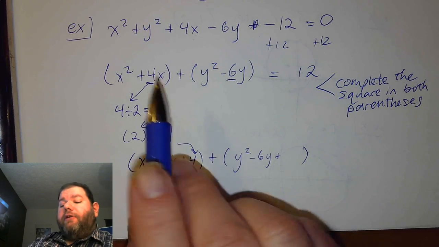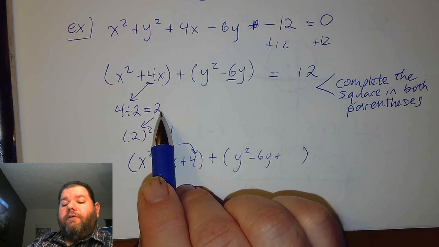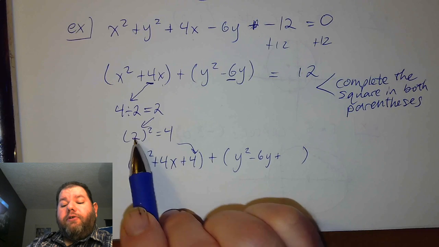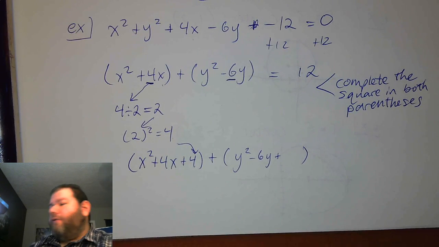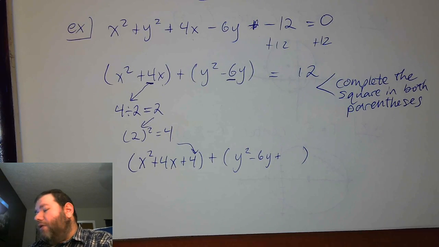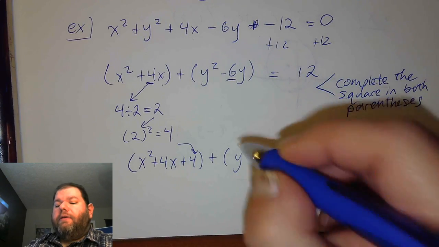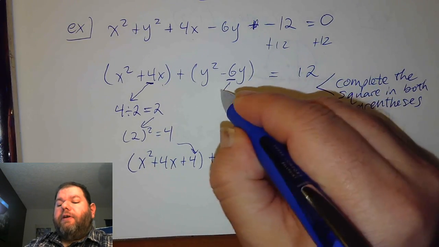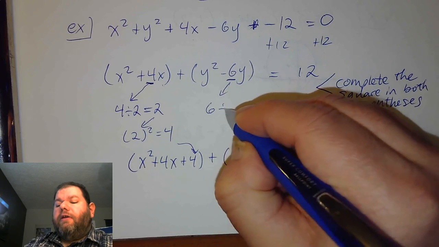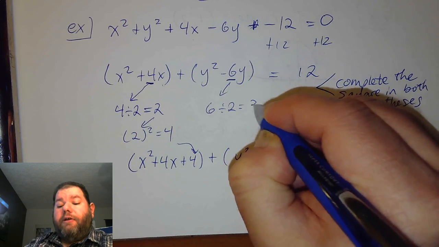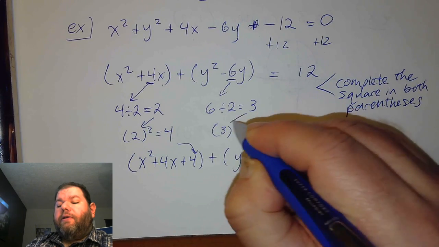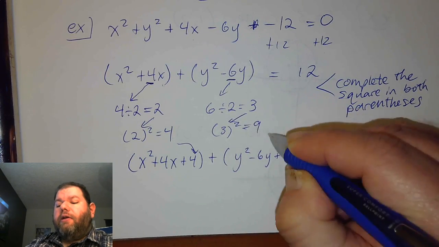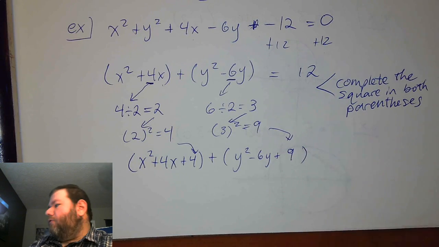But the pattern is we take this number, divide it by 2, and then square the resulting number, and that's the number that we then put into the equation. 9, right? Because again, we take our 6 and divide it by 2, get 3, and take our 3 and then square that to get 9. We'll put 9 in there.